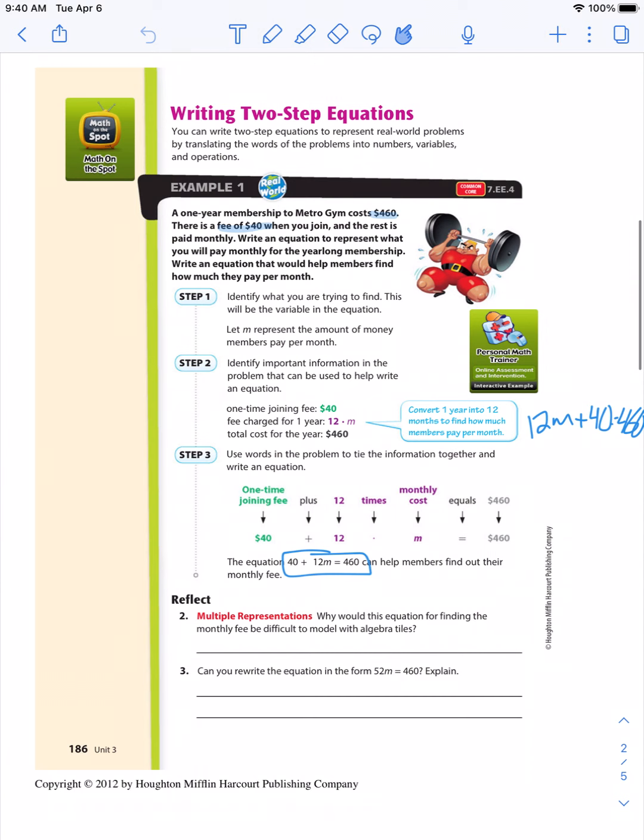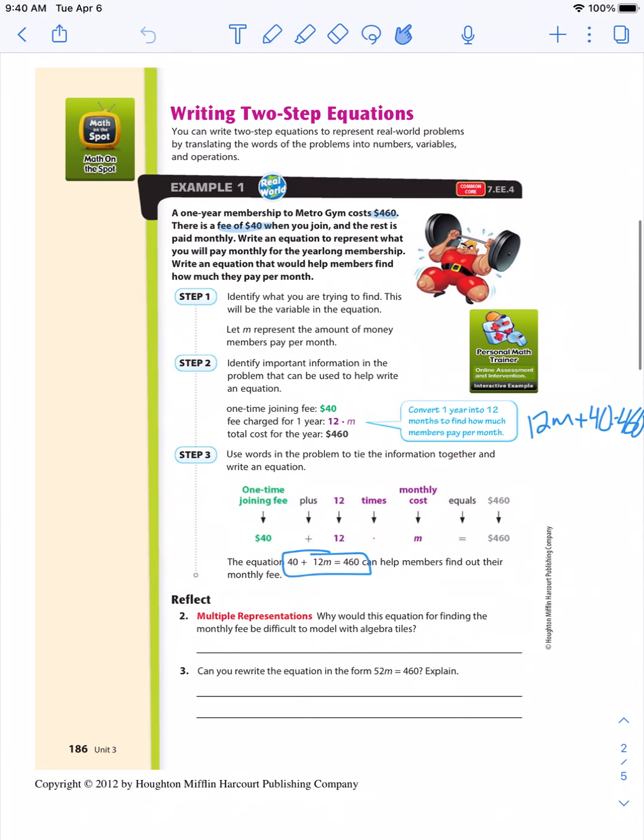Well, remember when we had equals 5 and we had to represent it with 5 cubes? I don't know about you, but I don't really want to draw out 460 cubes. Can you rewrite the equation in the form 52m equals 460?